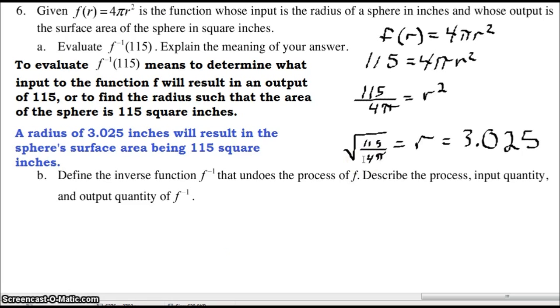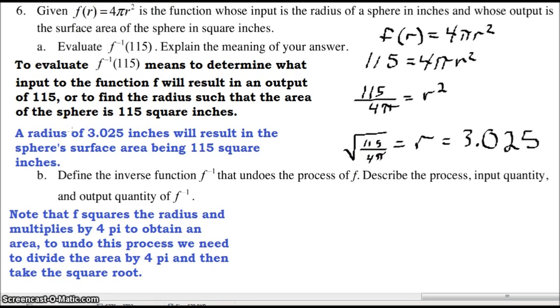So again, note that f squares the radius and multiplies by 4 pi. So we square the radius, multiply by 4 pi to obtain the area. So to undo this process, we need to divide the area by 4 pi as we did here. We divided 115 by 4 pi and then take the square root. So our f inverse, which is a function of the area, can simply be calculated by taking our area, dividing by 4 pi, and then taking the square root of the result.